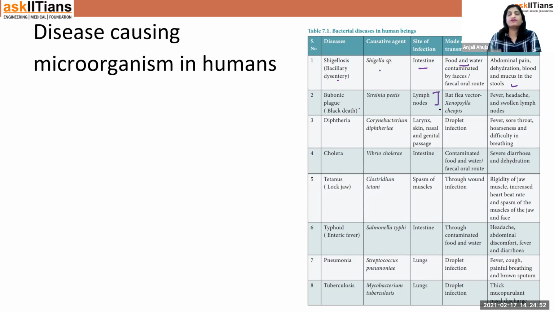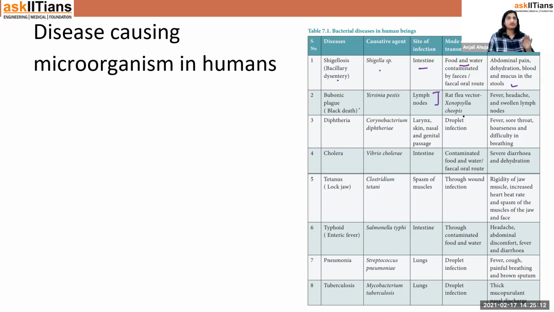Bubonic plague, the black death, is caused by Yersinia pestis. It affects the lymph nodes, which are part of the immune system in our body. I mentioned the immune system in the last part. The vector is the rat flea, Xenopsylla cheopis, and fever and swollen lymph nodes occur.